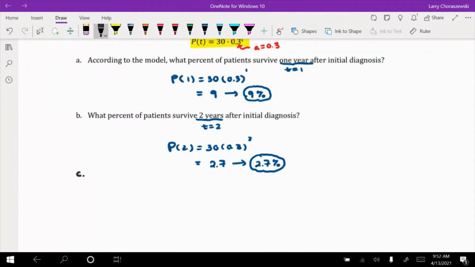And I'm going to add a part C, much like in the last problem. I'll say, what does A mean? What do you guys think? It is decaying, yep. So as time goes by, the percentage is decreasing. Okay, so that's exponential decay. Now keep in mind our A value is 0.3.